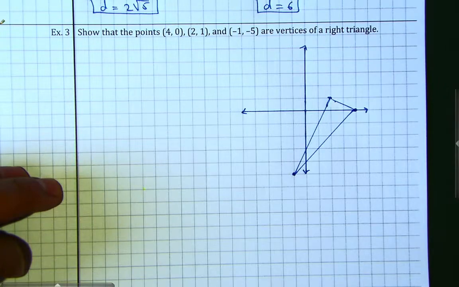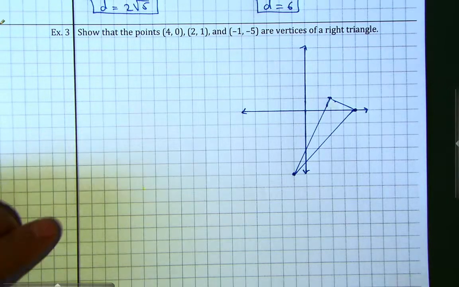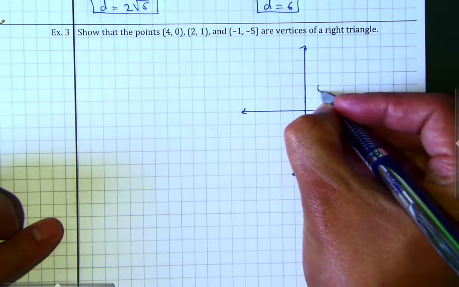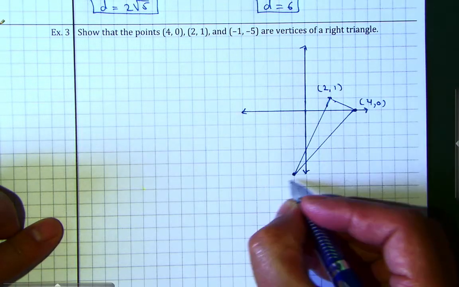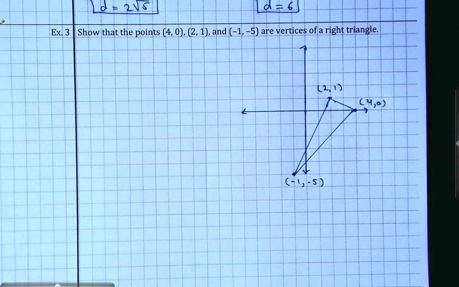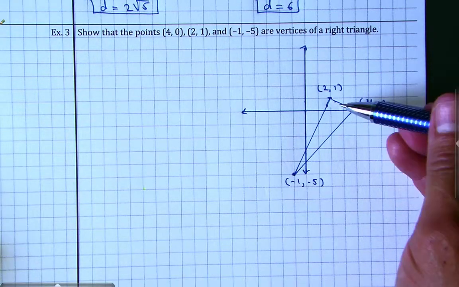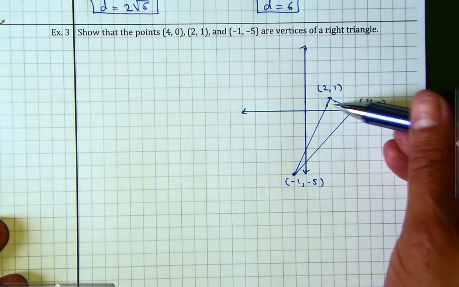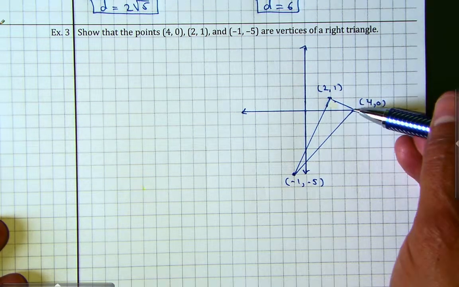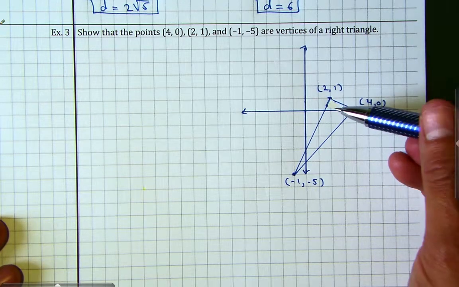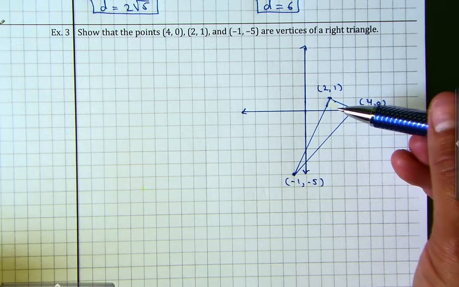And how can we prove that that's the right triangle? Let me label the points 4, 0, 2, 1, -1, -5. So how can I prove that this is a right angle? Well, if you work with vectors, we can prove it using vectors. But at that point, we need to be able to figure out dot product, and that won't be until chapter 11 or 12.